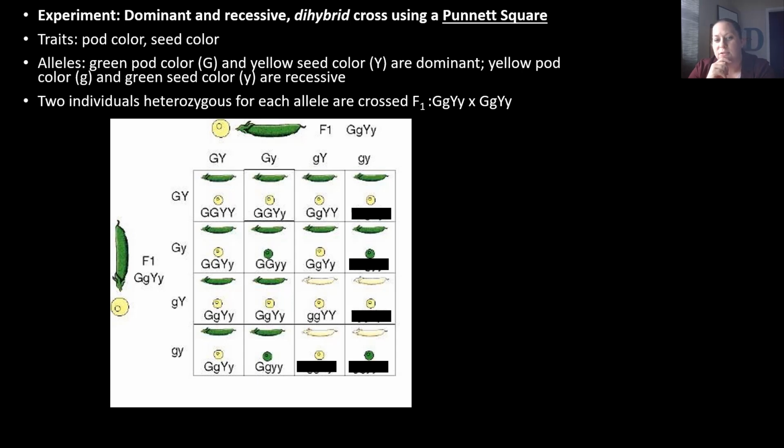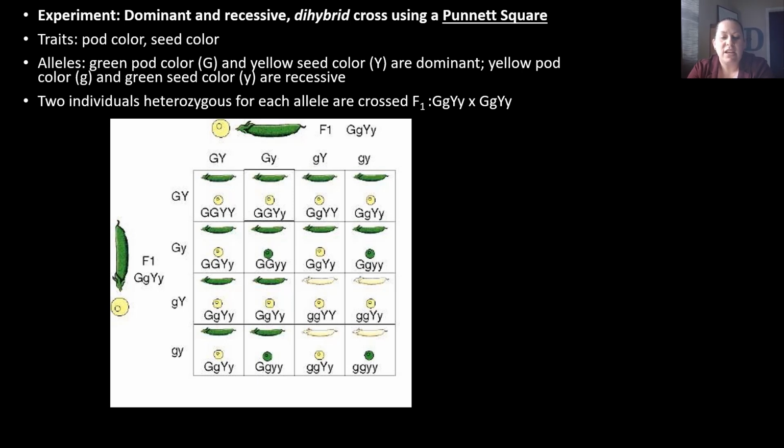But this next one, we have two little g's, which makes the pod yellow, but two big Y's, which makes the seed still yellow. We also then have big G with big Y, little y. So I have a green pod and a yellow seed. In the last column, you will see that we have big G, big Y, little y. That is green and still yellow.